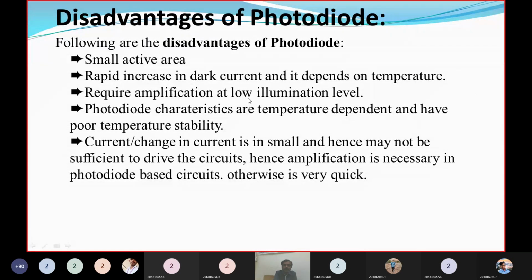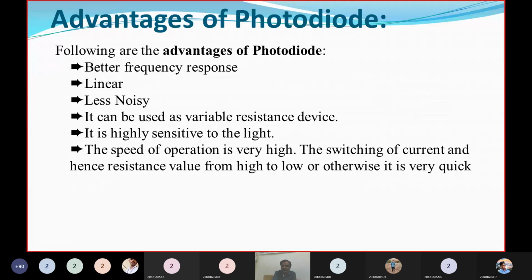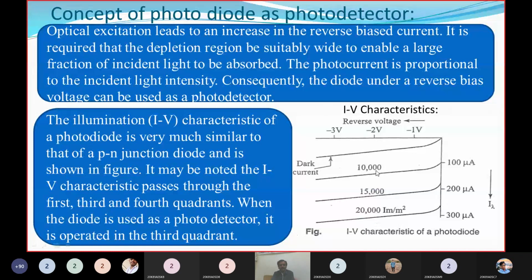Next, we require amplification at low illumination levels. Suppose very low intensity is incident, say 100 lumens per meter square, compared to approximately 10,000 lumens per meter square. In that situation, the current is approximately just near the dark current, so we cannot detect the change of the current.